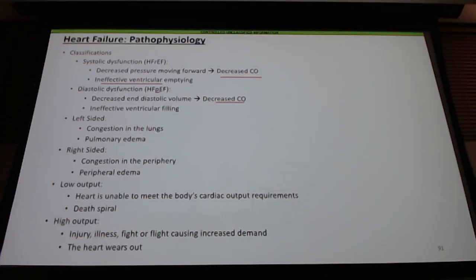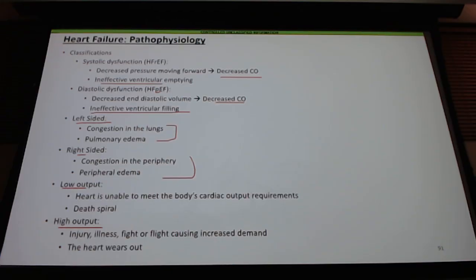You still have that decreased cardiac output, but it's because you're not filling the ventricle with an adequate volume in the first place. When we talk about left-sided heart failure, what we're talking about is you start having pulmonary symptoms because that left side is not functioning right. When we talk about right-sided, we talk about the peripheral venous edema that you'll see. And then when we talk about low output, we're thinking about the cardiac output being low.